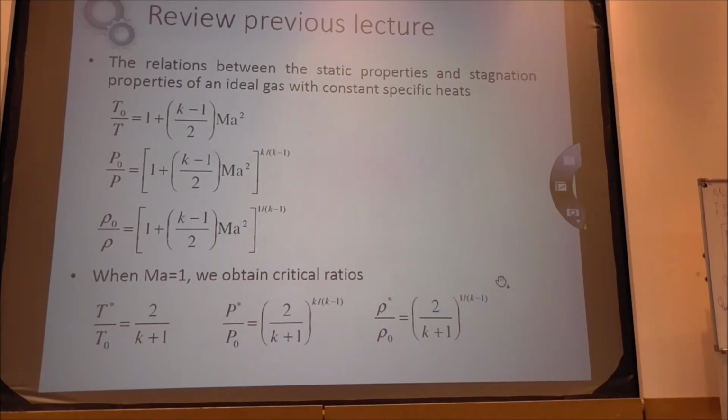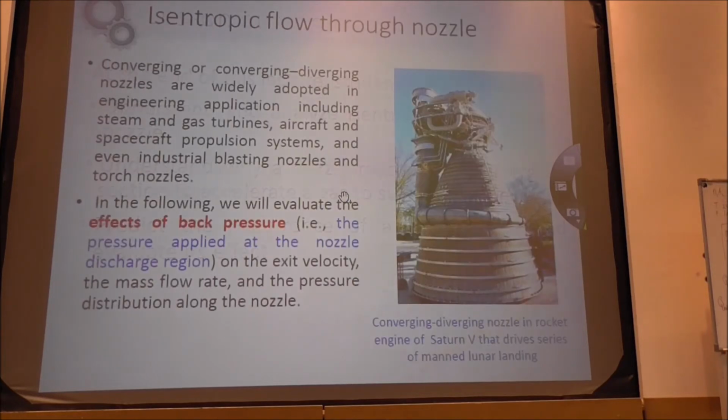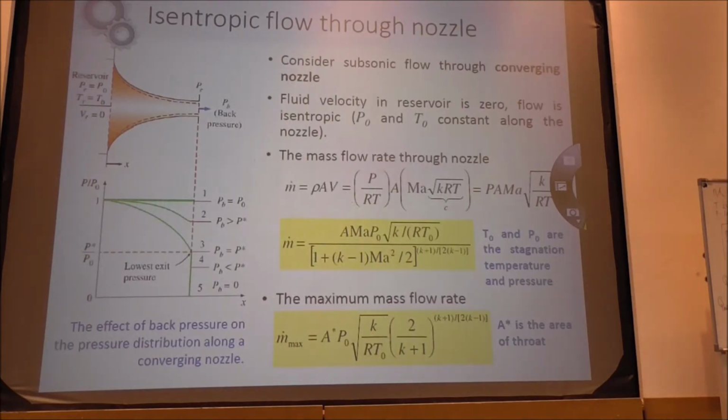This critical condition is different from the critical condition in your thermodynamics. In fluid mechanics, especially in compressible flow, the critical condition occurs only at the throat when the Mach number is equal to 1. And you can only get Mach number equal to 1 at the throat when there is a critical condition. The critical condition is where the pressure is the minimum. You cannot have it lower than that. And this is what we have learned last time.